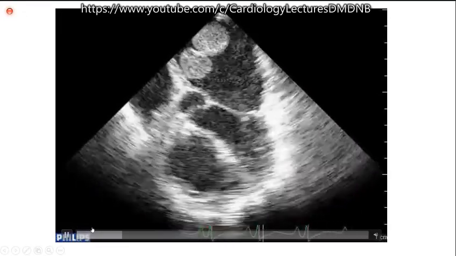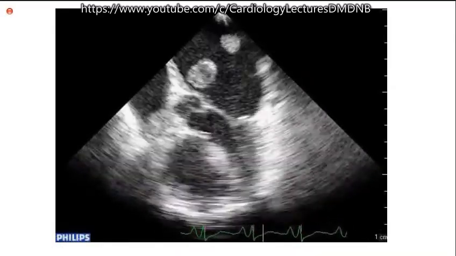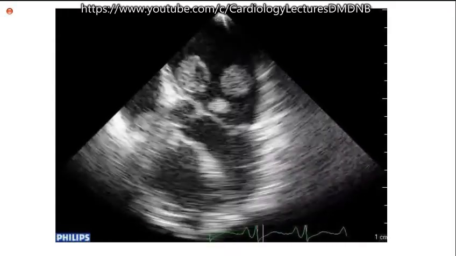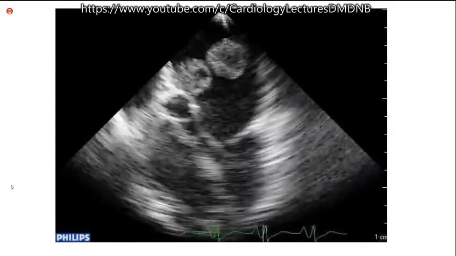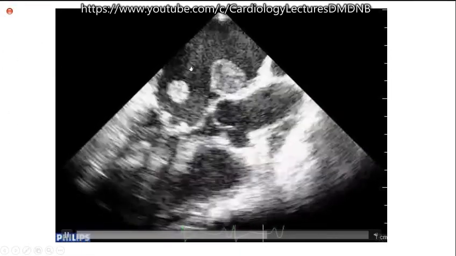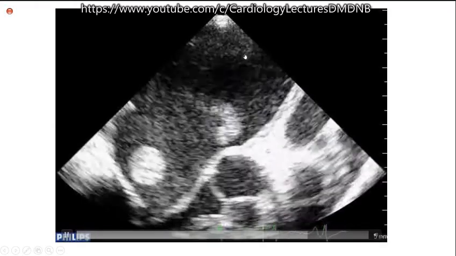You can see this is a case of a ball valve thrombus. You can see multiple ball valve thrombi in a patient with mitral stenosis. And inside the thrombus, we can see liquefaction. The thrombus can get liquefied. It's a tumor inside the, not tumor, thrombus.